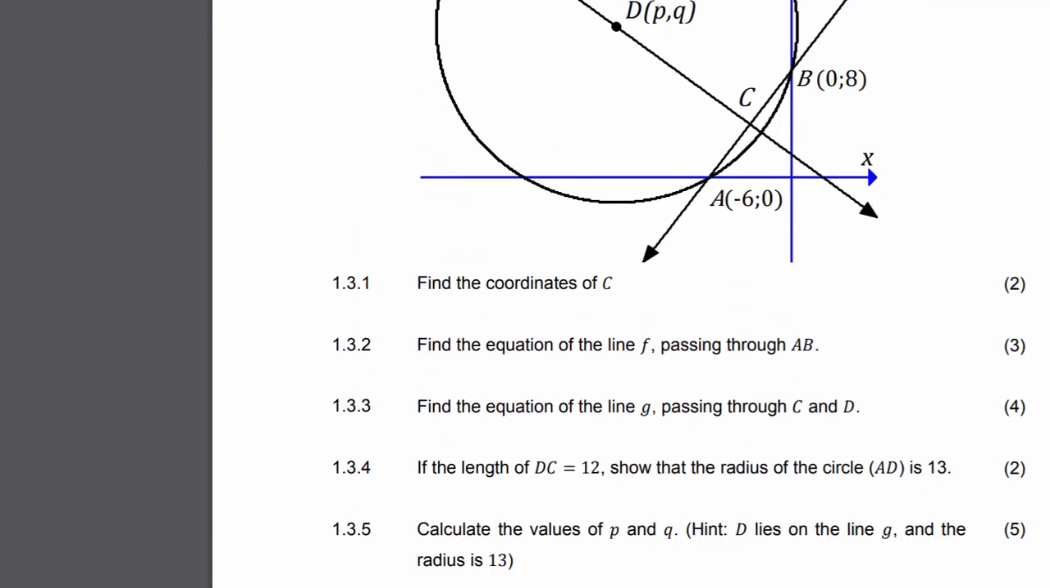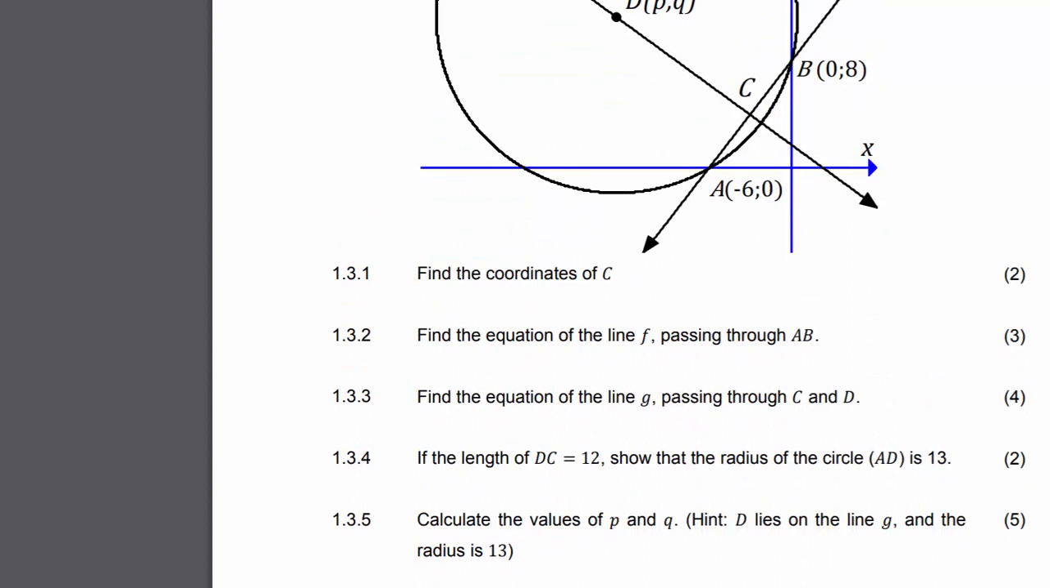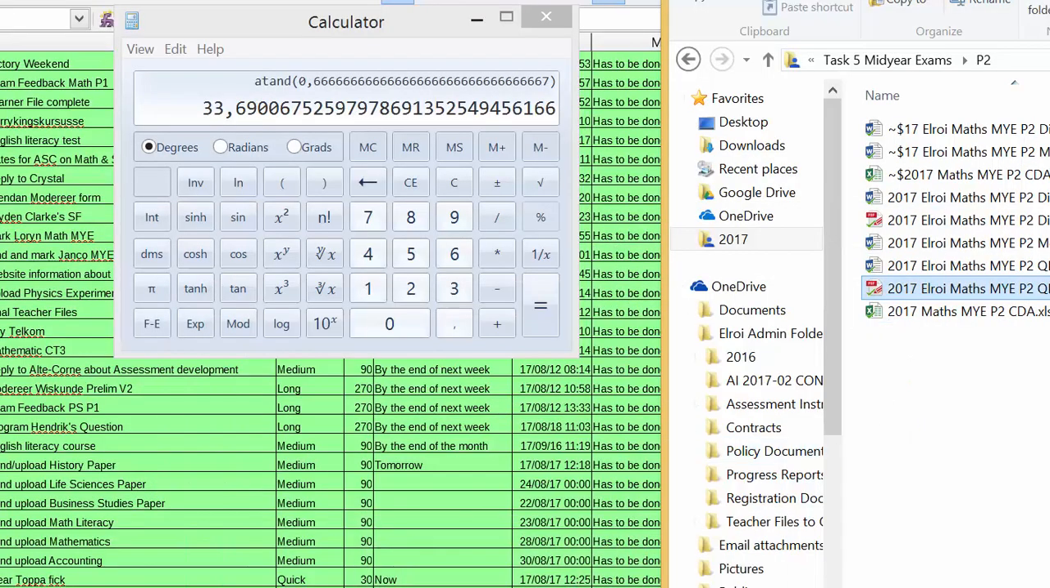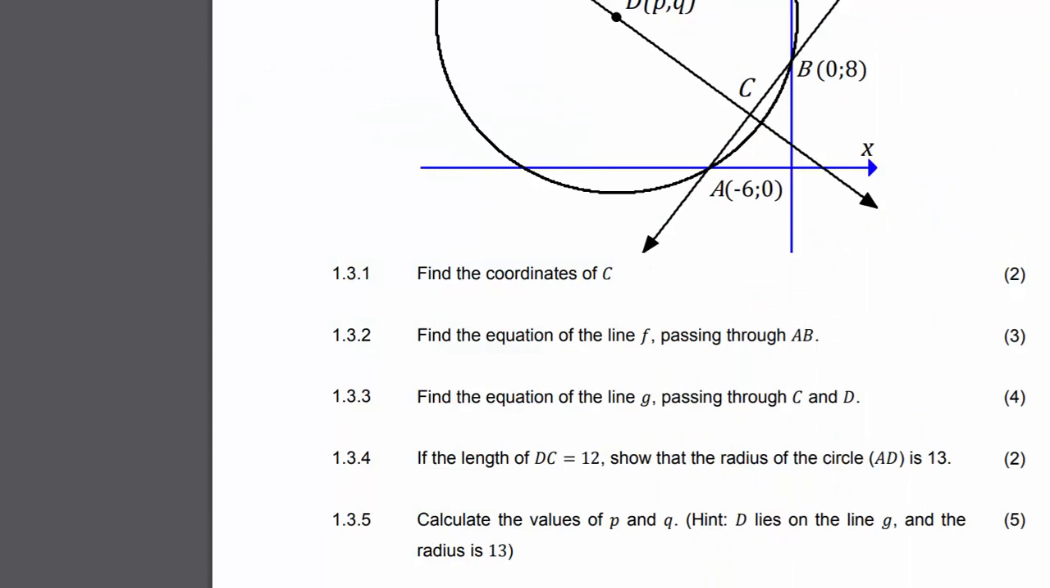Yeah, anyway, I just want to show you here. You can see it says show that the radius of the circle is 13. So the answer was given, and that's why in this question you didn't get an answer mark for the answer. You got a mark for using Pythagoras, and then a mark for finding the distance of AC, just so you know.